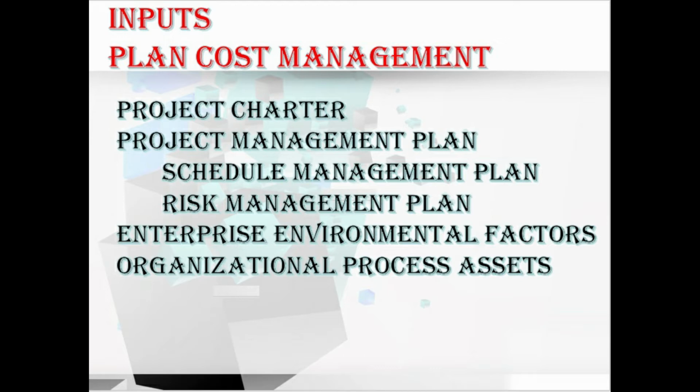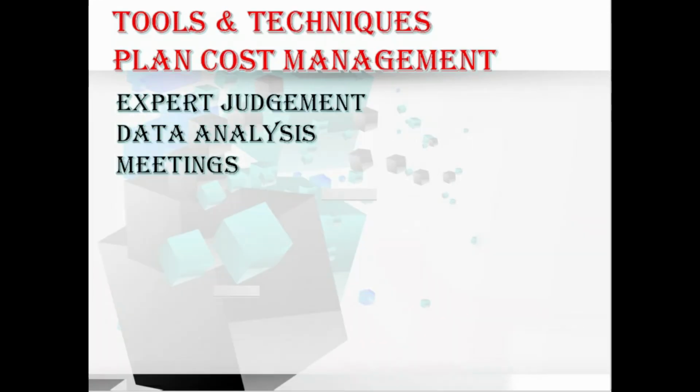In the EEFs, that is enterprise environmental factors, we have the organizational culture and structure, market conditions, currency exchange rates and published commercial information, whereas in the organizational process assets, that is OPAs, we have the cost data and lessons learned from previous projects, as well as the organizational standards and policies for estimating and budgeting. So we have covered the inputs for plan cost management. Let's move to its tools and techniques. We have expert judgment, data analysis and meetings.